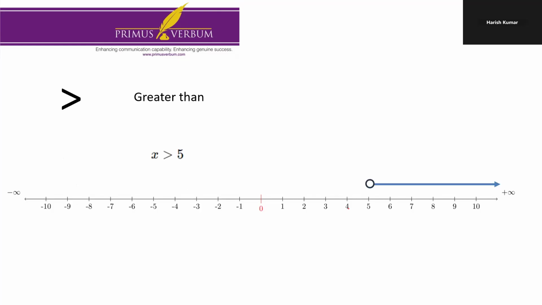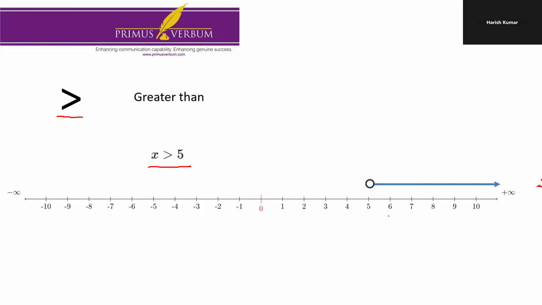Now, what is meant by greater than? This symbol that you see in mathematics means greater than. So if I say x is greater than 5, I'm just saying, I don't know the value of x, but I do know it has to be more than 5. And this arrow on the number line clearly depicts my point of view.